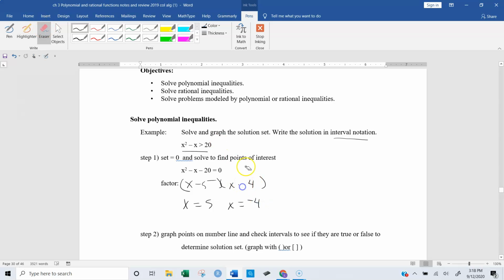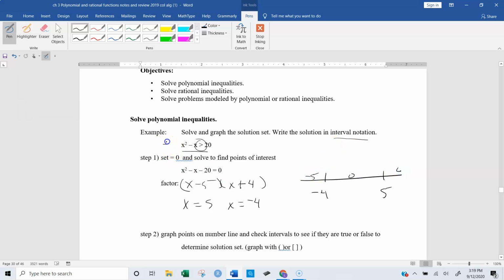Now, when you're doing this, these are actual critical points on the graph that we need to figure out. They don't actually equal this. So we draw a number line and we put negative 4 and 5 on it. Now to tell where my graph actually is with this greater than symbol, we plug in numbers in each section into the original, see if it's true or false. So I'm going to pick negative 5, 0, and 6. It looks like some good numbers to plug in.